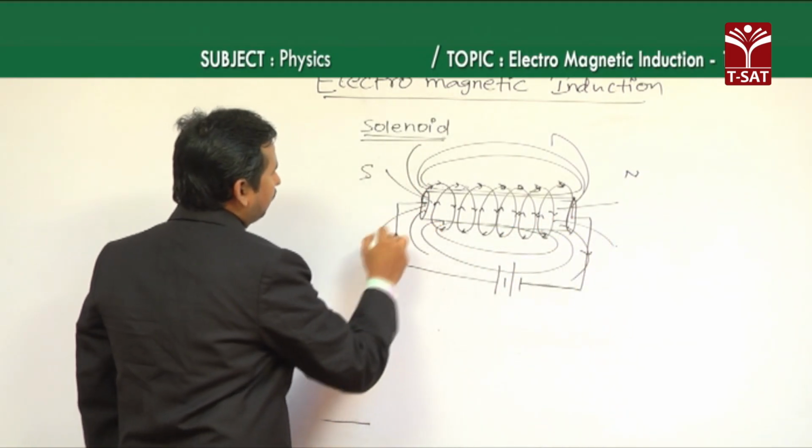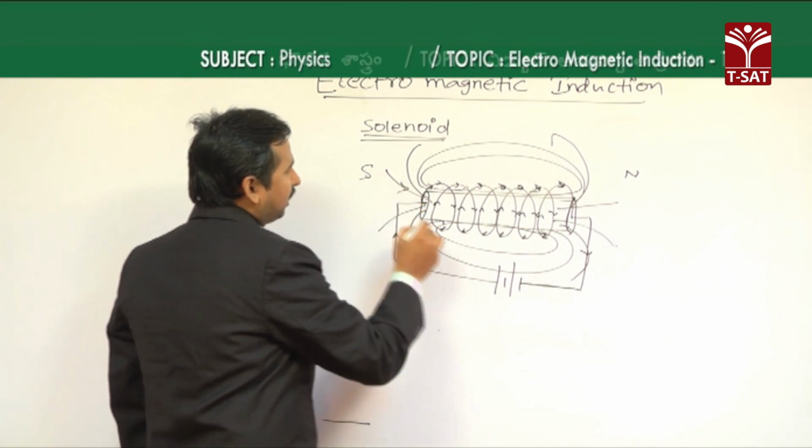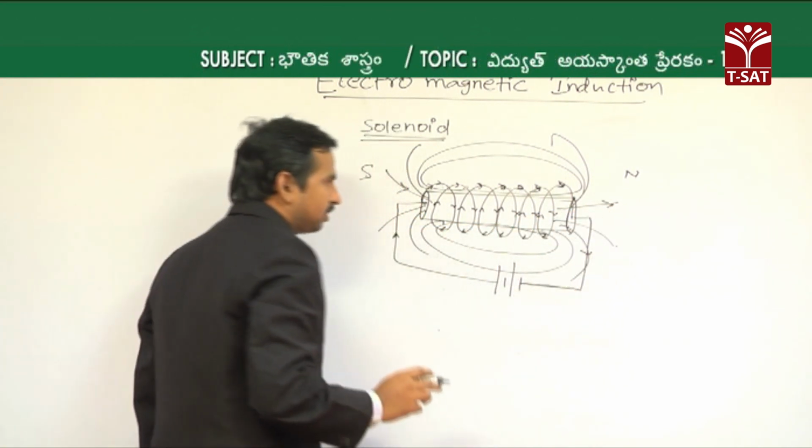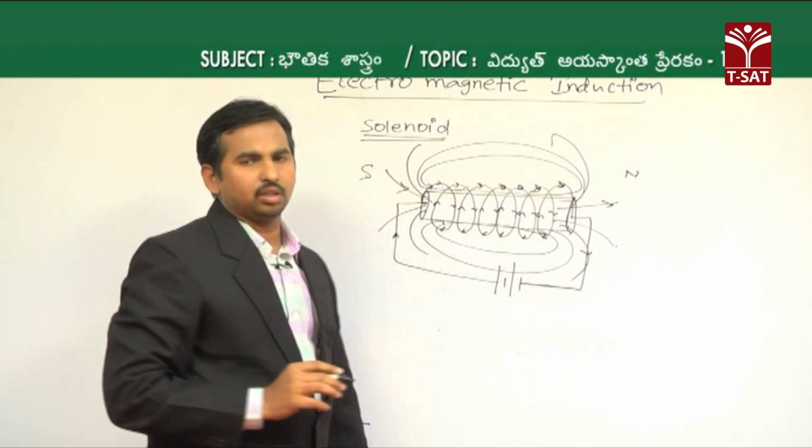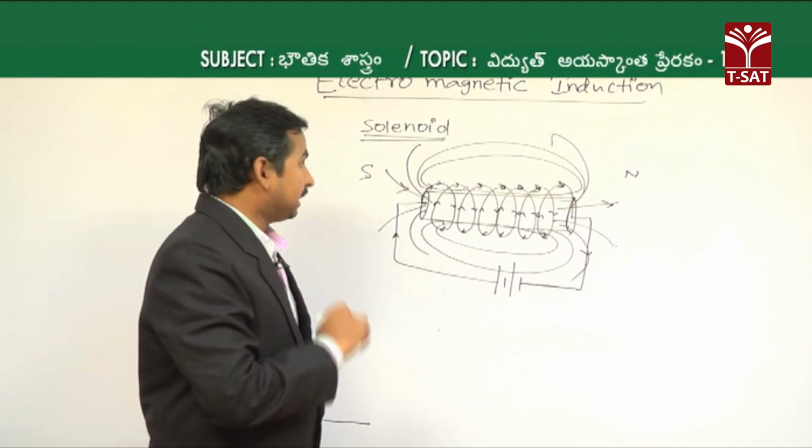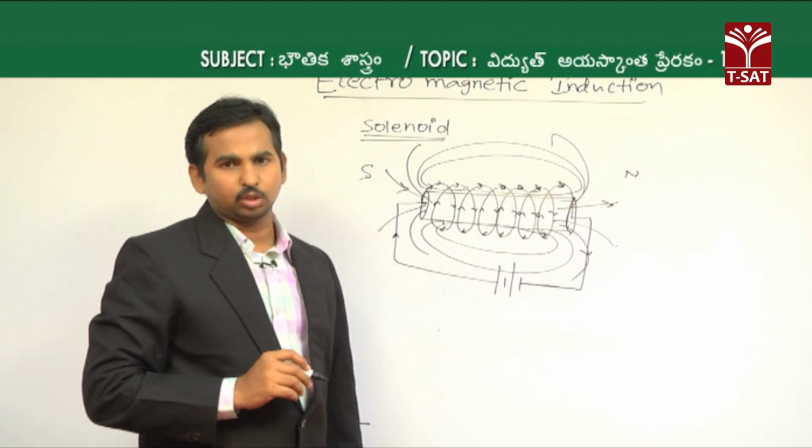So, the magnetic lines of force which are coming here like this and like this, if it is entering on this side and leaving on this side, then the side where it is leaving is taken as a north pole, and the other side we consider as a south pole.